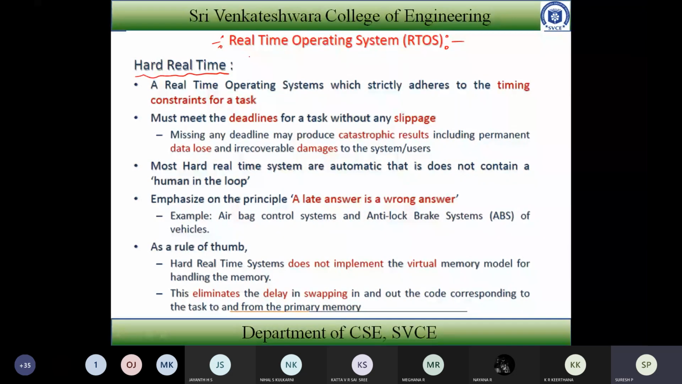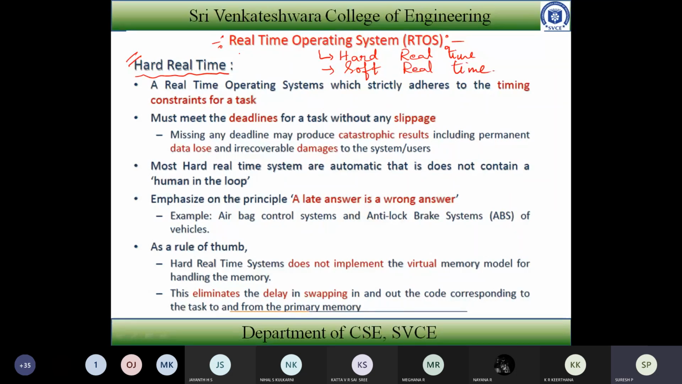So next, when it comes to real-time operating systems, there are two types of real-time operating system. One is the hard real-time operating system, and the second is the soft real-time operating system. Hard real-time and soft real-time.